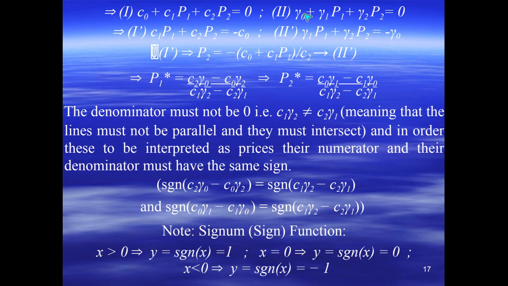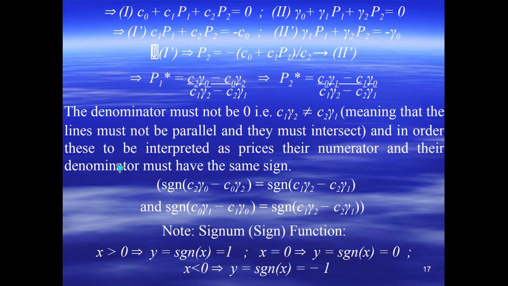And this means geometrically, when we draw these lines on a Cartesian coordinate system P1, P2, we obtain two lines intersecting each other. That the denominator is 0, that C1 gamma 2 is equal to C2 gamma 1, means they don't intersect at all, these lines. They are parallel and they intersect at infinity. They don't intersect really, so you don't obtain a solution. That's why the denominator must not be 0. You see? Meaning that the lines must not be parallel and they must intersect.